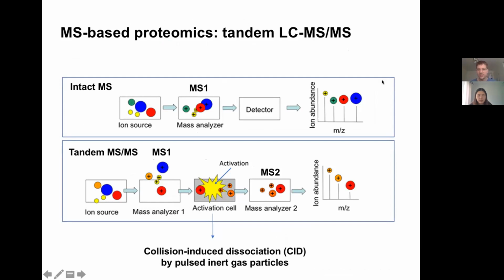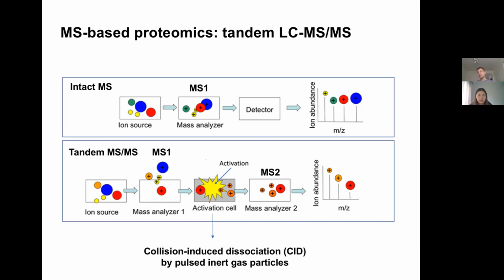And I lied to you guys at the very beginning because I showed you a very simple picture of the mass spec, which was an ionization source, mass analyzer, detector, and then you get your ions in some abundance. Now, I left out that after the first mass analyzer, there's something called a collision cell or an activation cell. What this does is that you can take your parent ions, as they're called, and in this cell, you bombard them with a neutral gas, and then you can actually fragment these ions.